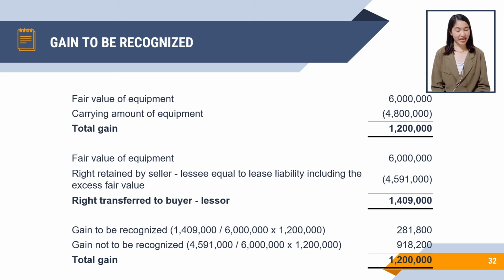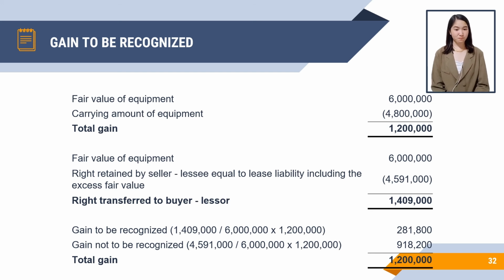So, first is the gain to be recognized. And the second one is the gain not to be recognized. Ang gain na i-recognize lang natin, as we recall, yung right transferred lang. So, para i-complete natin yung gain to be recognized, kukunin lang natin yung portion ng right transferred. Then, i-divide siya sa fair value ng equipment. Then, yung total noon na makuha natin is i-multiply sa total gain ng 1.2 million. So, ito na yung 281,800 pesos.